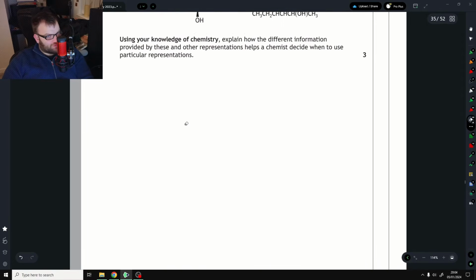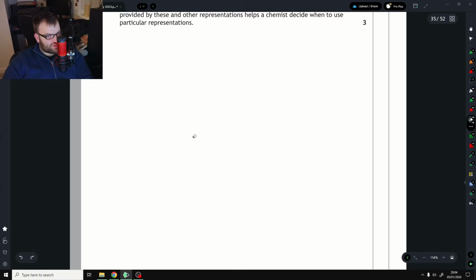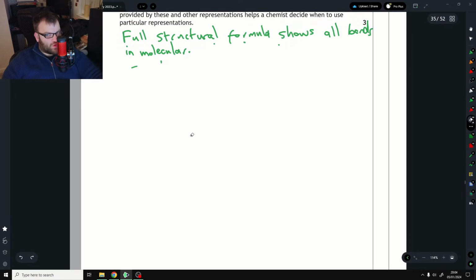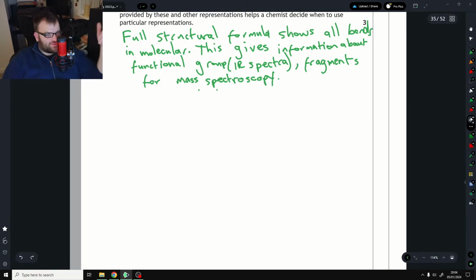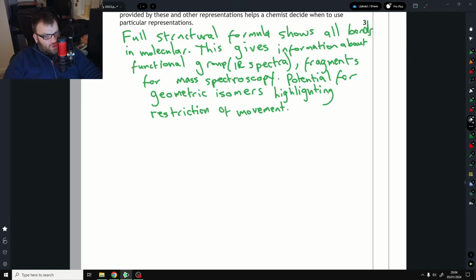If we talk about, first of all, the full structural formulas, they show you all the bonds in the molecule, which will tell you information about functional groups. So you can expect specific peaks in different spectra. You can look at the fragments for mass spec. So are you expecting a carbonyl group, etc. You could also see if there's potential for geometric isomers. If you've got double bonds or rings, that would stop the rotation.